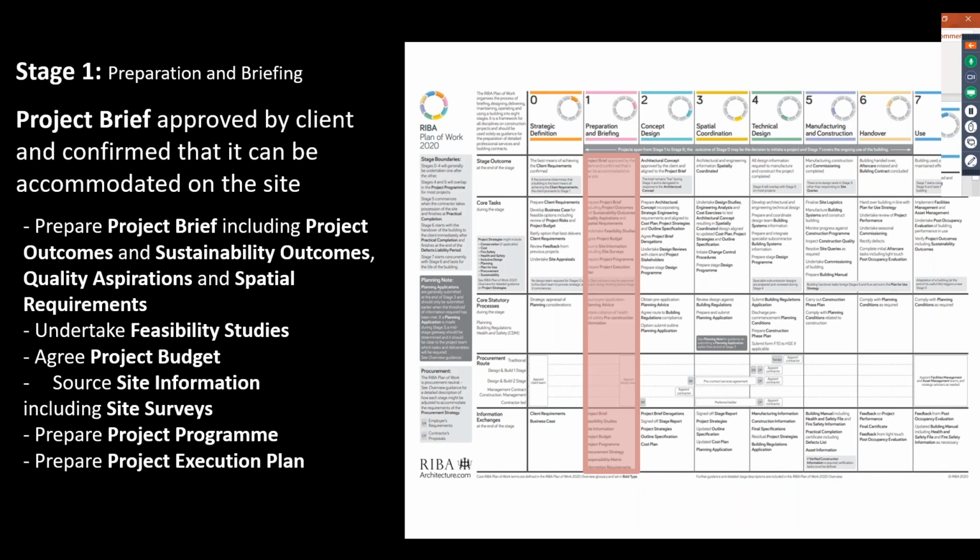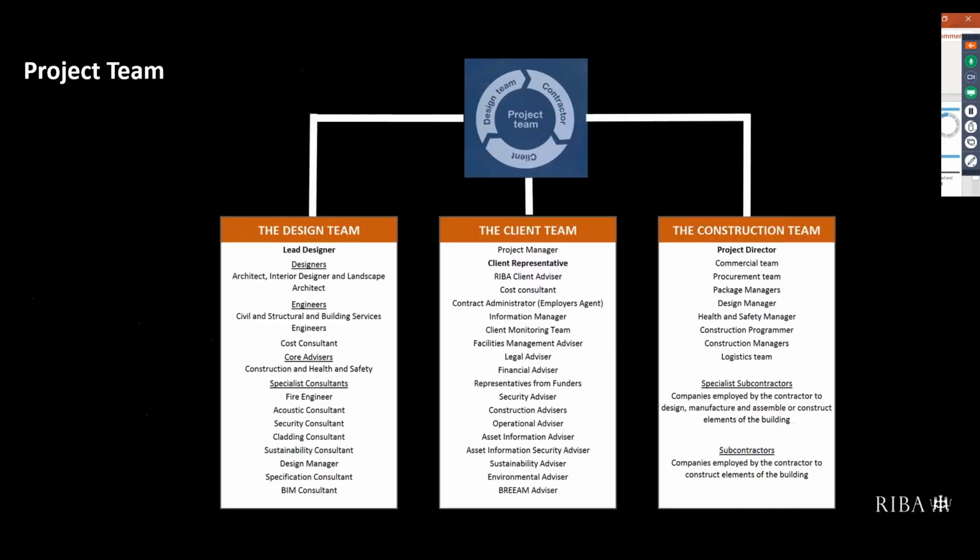At stage 2, we would want to have the overall project program in place, and we would want to have a project execution plan that really sets out how we're going to deliver the project in place. So that's really what stage 1 is. It's really about strategically framing the project before the design process begins in earnest at stage 2.